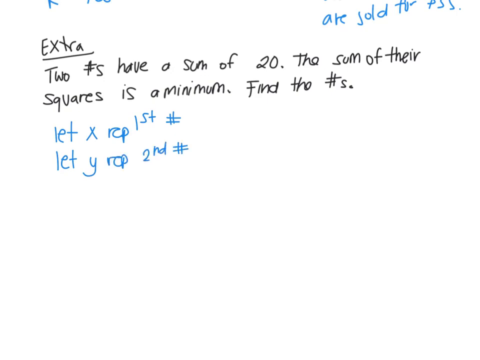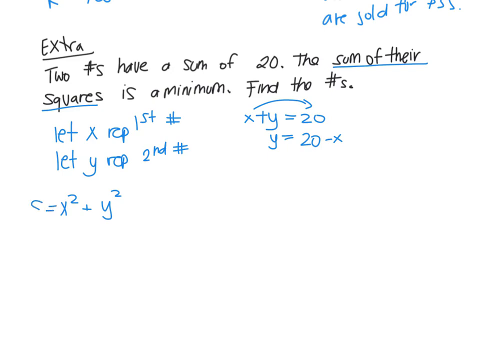And now it says that the sum of the numbers is 20. So x plus y is 20. This is clearly not quadratic, so I'm going to isolate for y, and y is 20 minus x. Now here is what we have as a minimum, the sum of their squares. Squares means you're raising it to the power of 2. So we have x squared and y squared. And it says sum, so I'm adding x squared and y squared. And I'll just write that it equals s. So then I'm going to go back and write another let statement. Let s represent sum of squares.